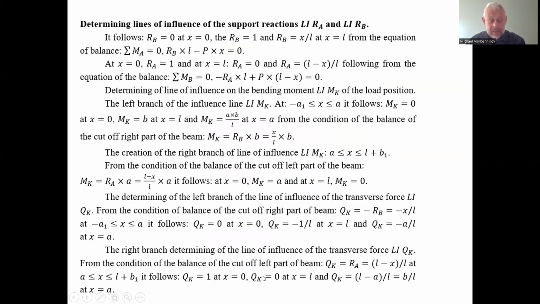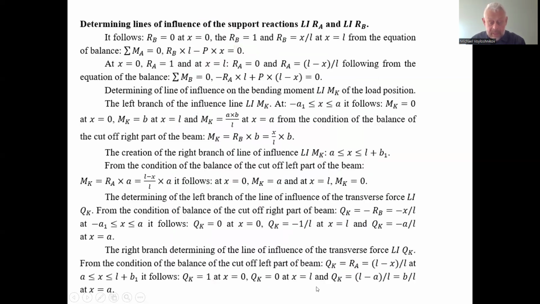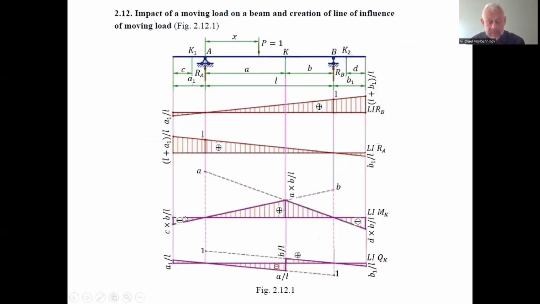And Q equals 0 when X equals L, and the shearing force equals (L minus A) in brackets divided by L, which equals B divided by L. L minus A is equal to B, divided by L. B divided by L if X equals A. So if X equals A, we have the step of the line of influence.